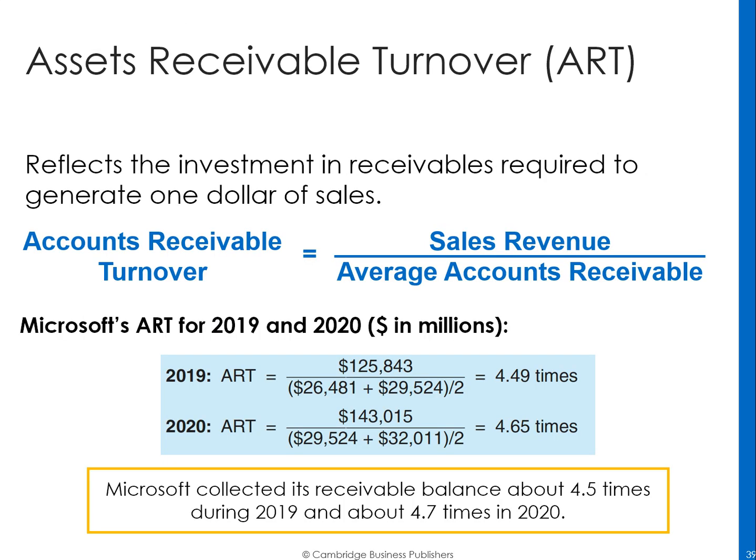And here we have some related ratio analysis for accounts receivable analysis. First, we have accounts receivable turnover. Accounts receivable turnover is sales revenue divided by average accounts receivables. The higher the ratio, the more efficient companies are in collecting accounts receivables from customers.